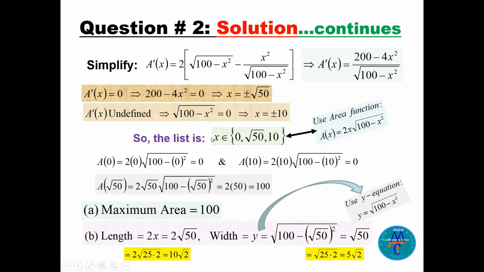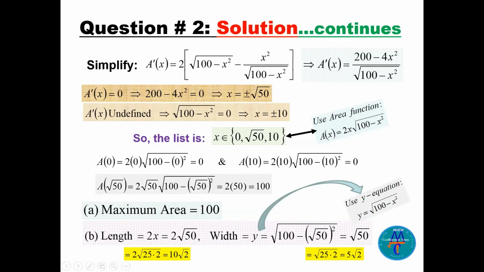So let's put in the list all the values between 0 and 10. So we have 0, we have square root of 50, and we have 10. These are 3 positive values. And then let's apply this x to this area function that we have found. So we put 0 there, we put square root of 50, we put 10. A of 0 will be 0, a of 10 will be 0. A of square root of 50, when you put it there, it will be 100. Just try to simplify it. So the maximum area is 100. This is what we need.